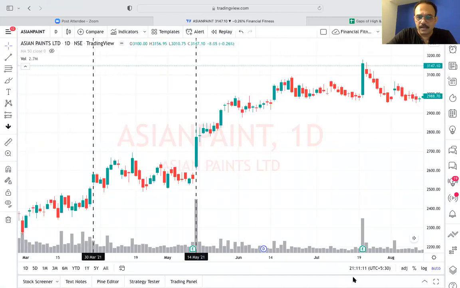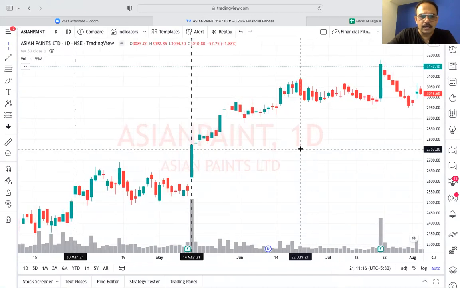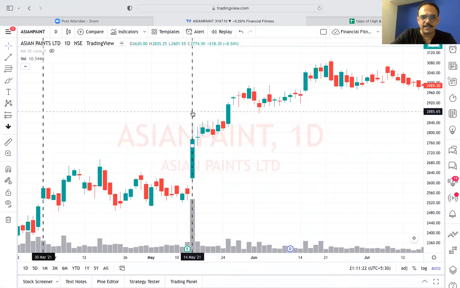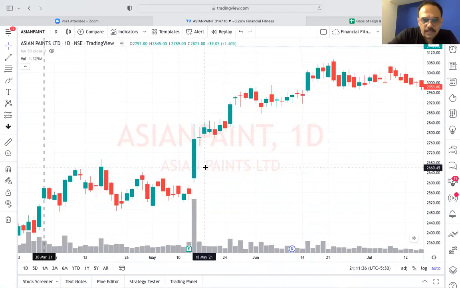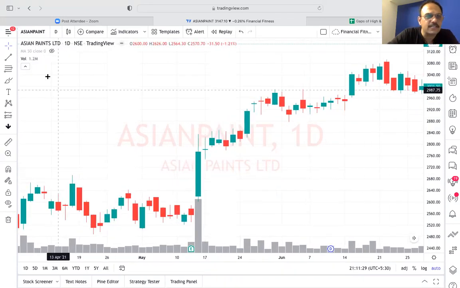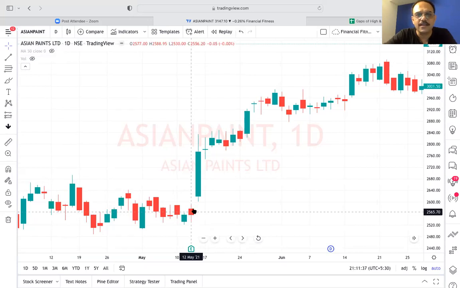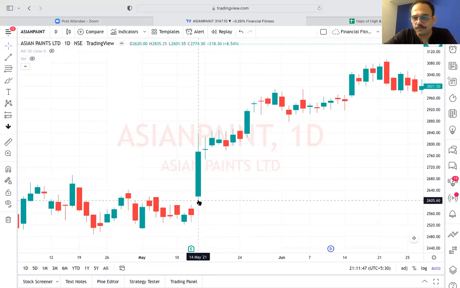Okay, now if you can see, this is an Asian Paints chart. Everyone can see the Asian Paints chart here. Okay, now if I zoom in here, first let me just hide the volumes. See, can you see there is a gap? This is the 12th May 2021 candle, and this is 14th May. There is a clear cut. This is the high of the candle, and this is the low of the candle. There is a clear cut gap between the two.